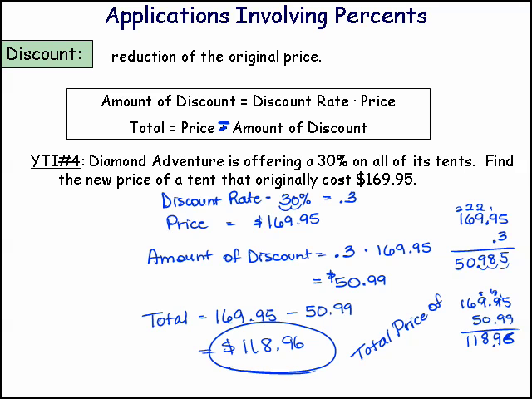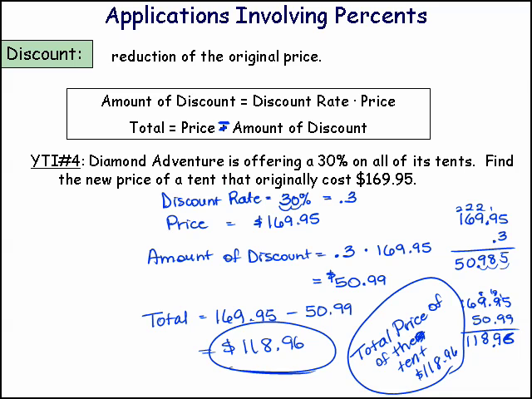So that's the total price of the tent. The total price of the tent is going to be $118.96. Of course, you still have to calculate your tax onto that. That has nothing to do with it. You always calculate your discount first, and then you calculate the tax that you're going to pay on the item.